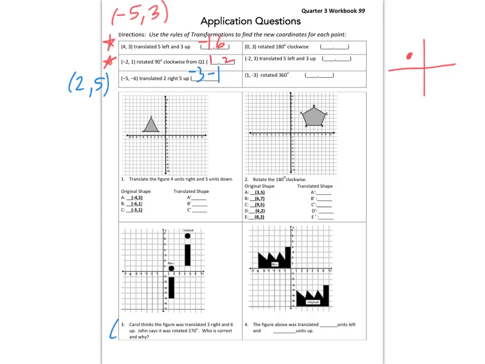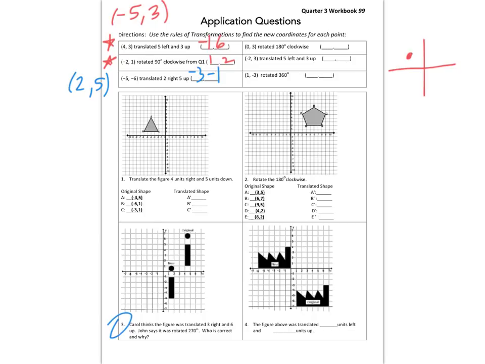Alright, we'll look at number 3 down here. So Carol thinks the figure was translated 3 right and 6 up. John says it was rotated 270 degrees. Who is correct and why? So look at that and try to figure out what's going on.